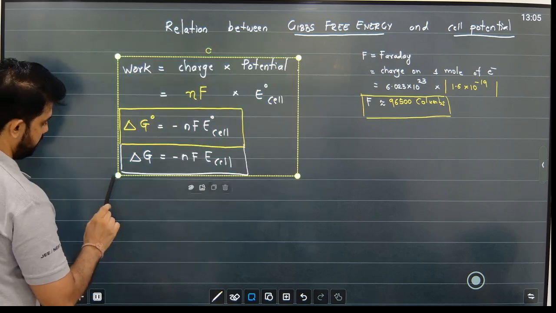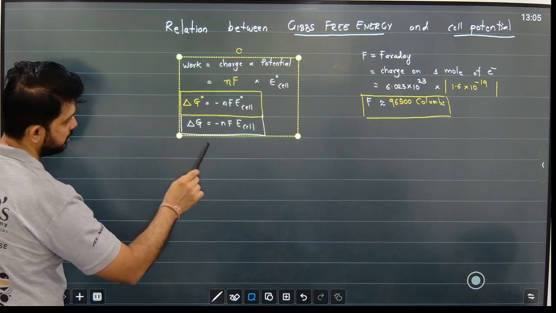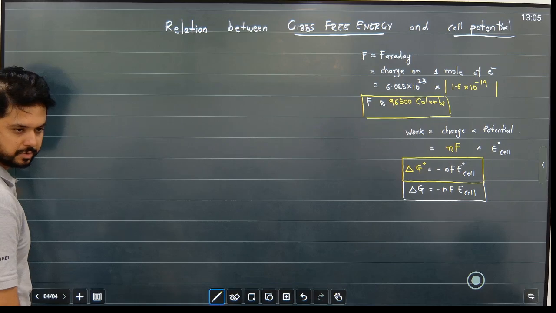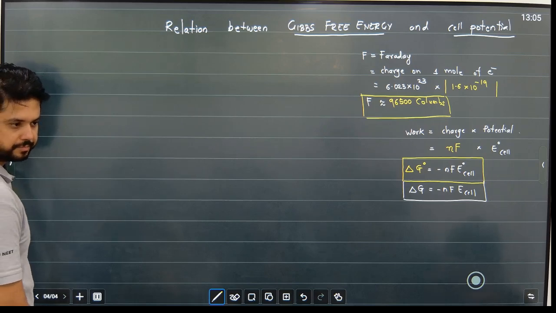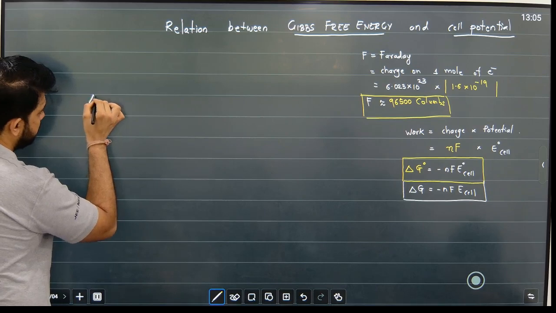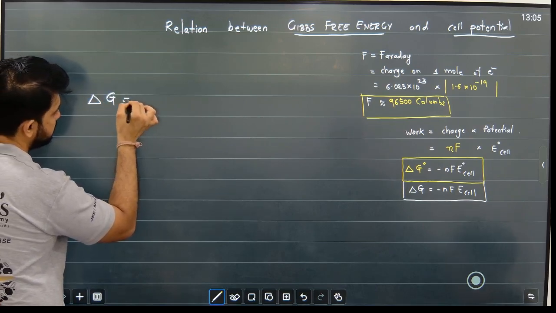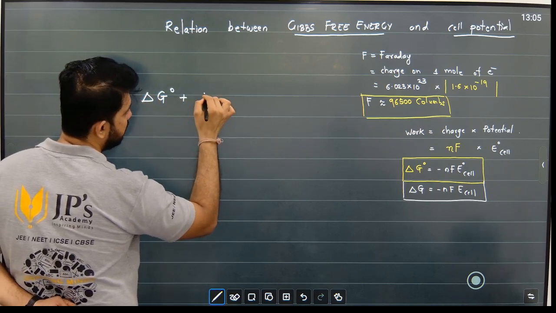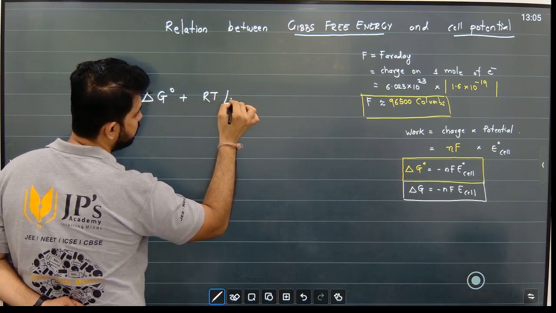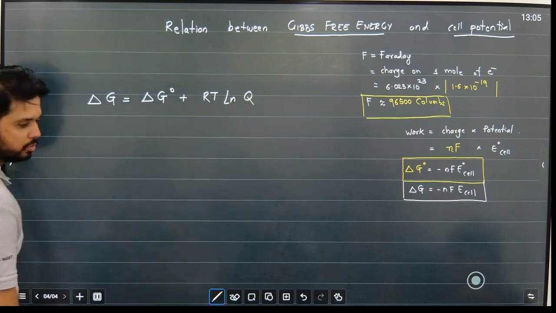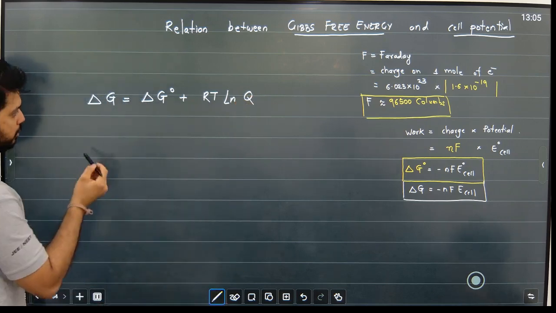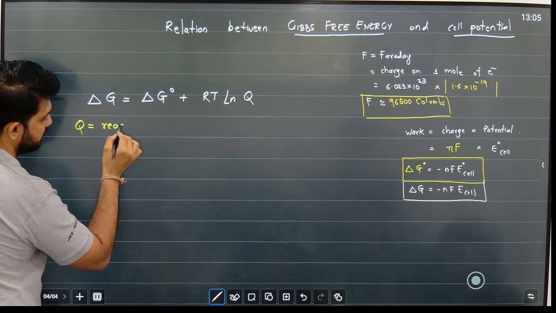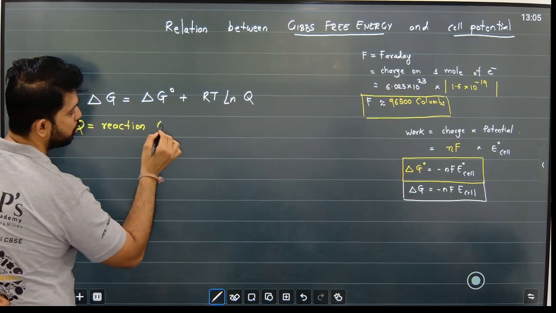Now, we also had one more formula in equilibrium. Anyone remembers the relation between delta G naught and K? Delta G is delta G naught plus RT ln Q. What does Q stand for? Q over here is the reaction quotient.